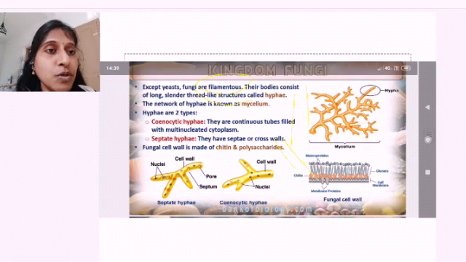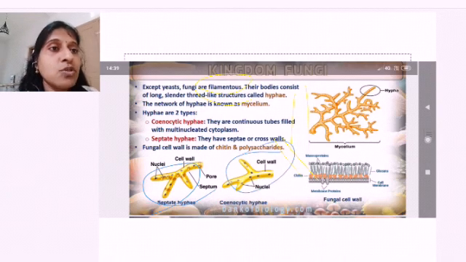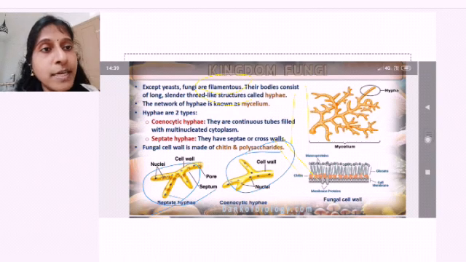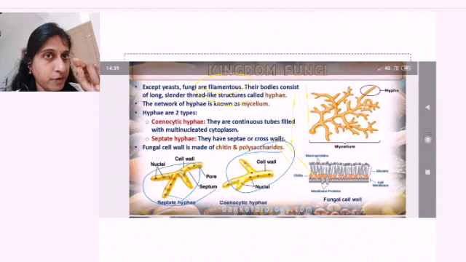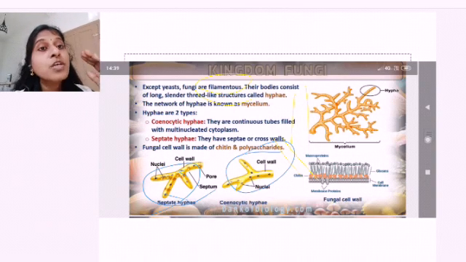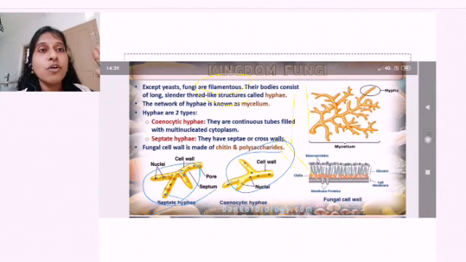In cenocytic hyphae, you can find the hyphae having many nuclei in them. Septate means you can find partitions, isn't it? Inside each compartment you can find one nucleus present. So that one we call septate hyphae. This is the characteristic feature of fungi.